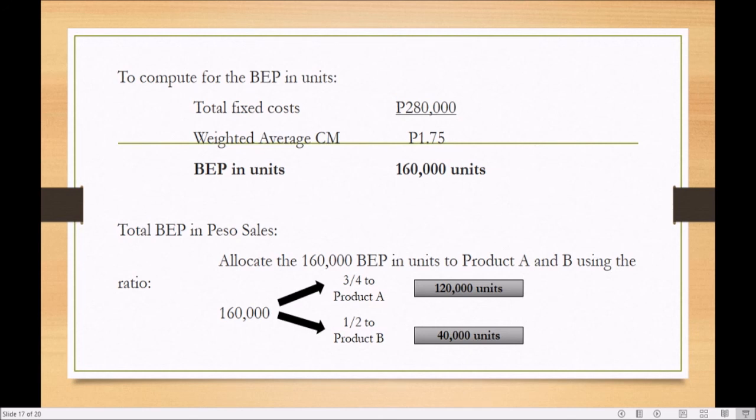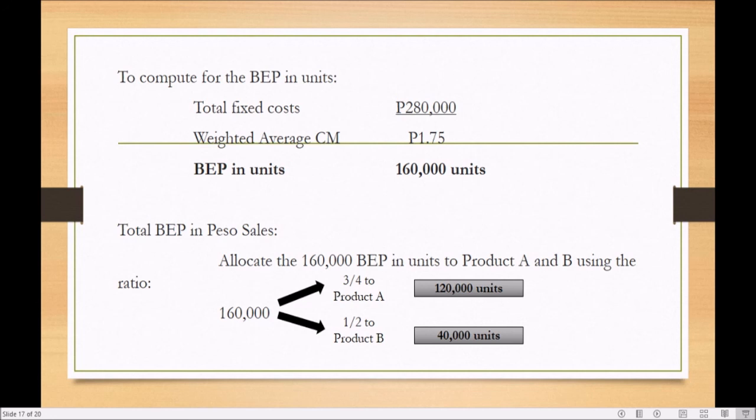Okay? So, yun, na-allocate ko na, ha? Okay? Parang sinasagutan ko yung una, at the same time, sinasagutan ko yung pangalawa. Pero in units pa lang. Wala pa ako sa in pesos, ha? Okay. Paano ko naman mako-compute yung break-even point in pesos? Okay? Then, the value of break-even point in pesos for each product.